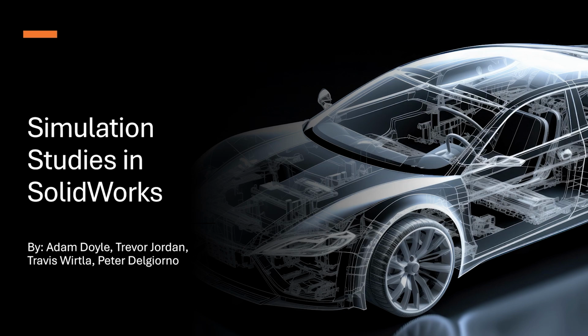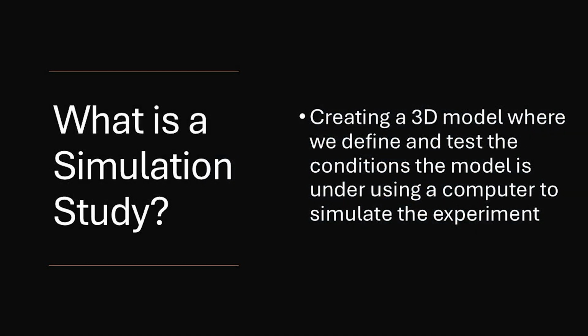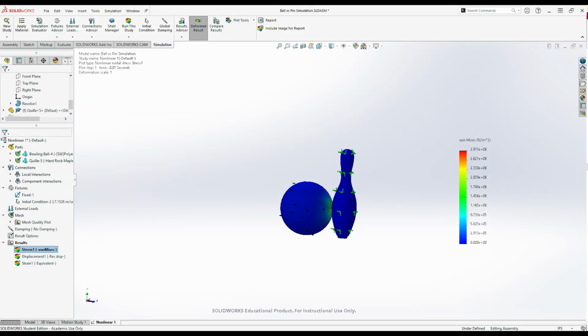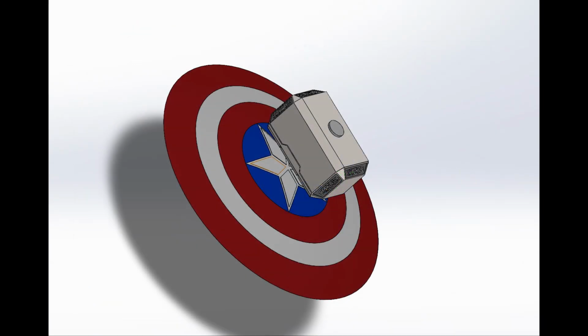I think it's first important to clarify what a simulation study is and what it's used for. A simulation study is a study conducted to simulate a set of conditions described by the user to determine the outcome of these conditions. So, three examples today that we examined are a bullet and a quarter-inch sheet metal impact, a bowling ball hitting a pin, and finally Thor's hammer hitting Captain America's shield.